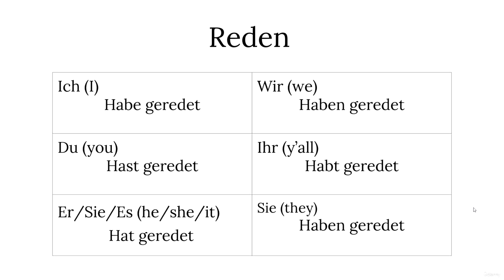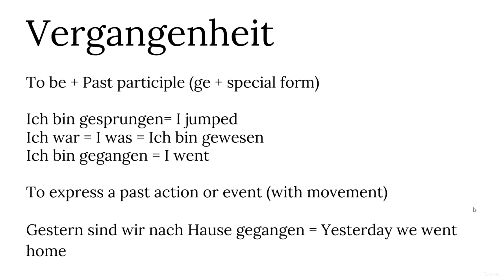Du hast geredet. You talked. Sie, er, es hat geredet. Wir haben geredet. Ihr habt geredet. And sie haben geredet. That was the first form of the Vergangenheit.